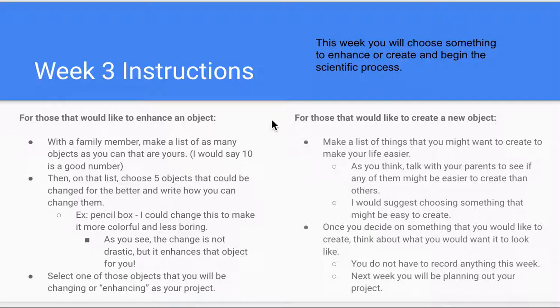For those of you that are creating a new object, you have a slightly different set of directions here. So make a list of the things that you might want to create to make your life easier. And for this, I'm not giving a number because you might have one at the top of your head that you know is going to be the one. As you think about it, make sure to talk with your parents to see if any of them might be easier to create than others.